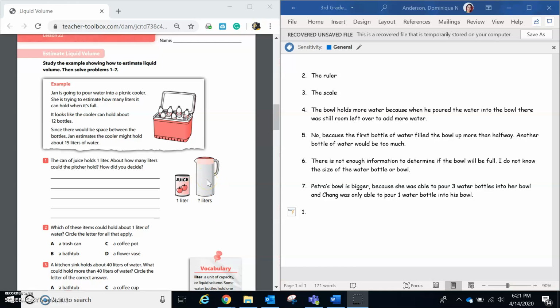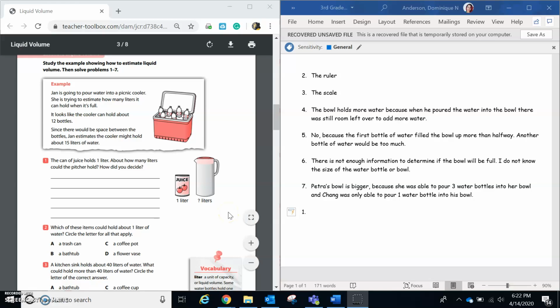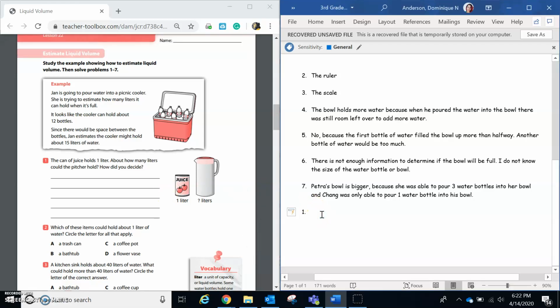If you said anywhere between 1 and 3, you are correct. This is an estimate, remember. We're not completely sure. I'm going to go with 2 liters. Again, if you said 1 liter, 2 liters, or 3 liters, you are correct. Make sure you put how you decided.